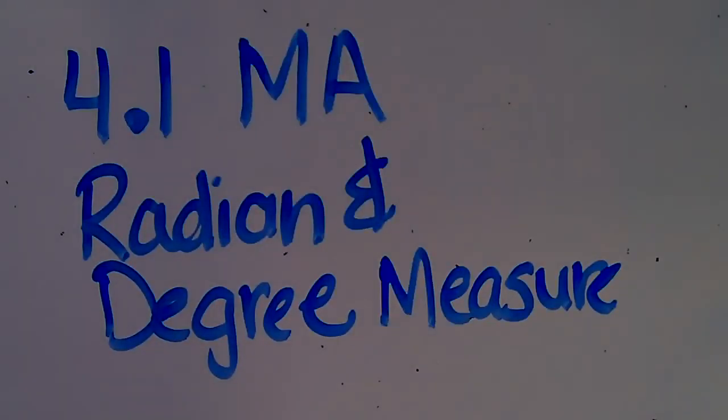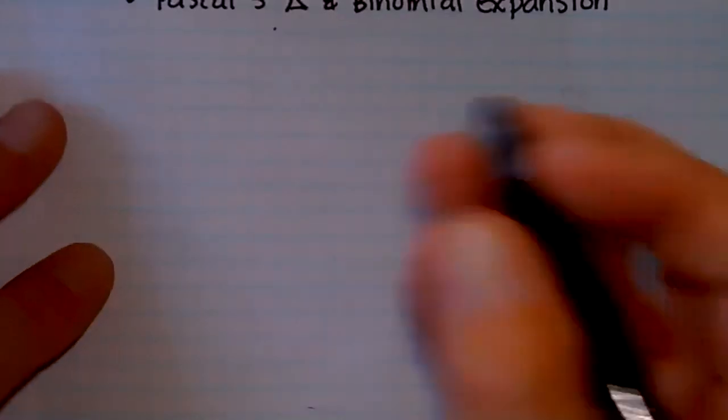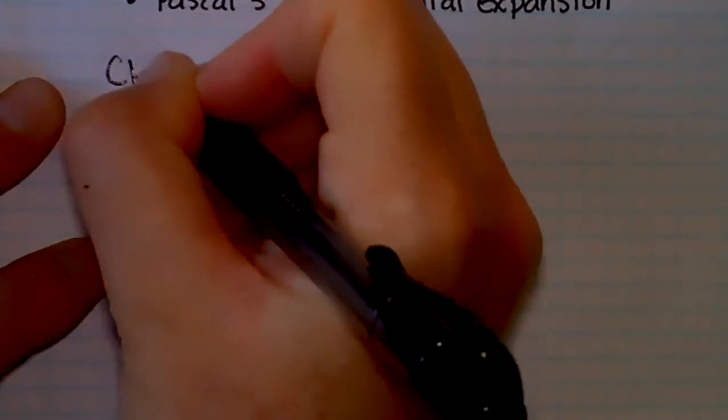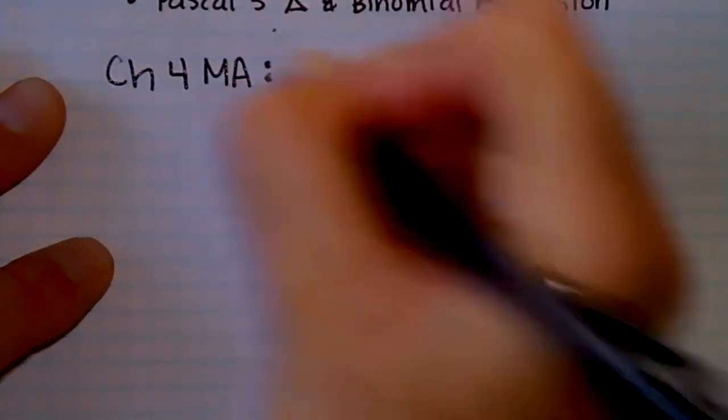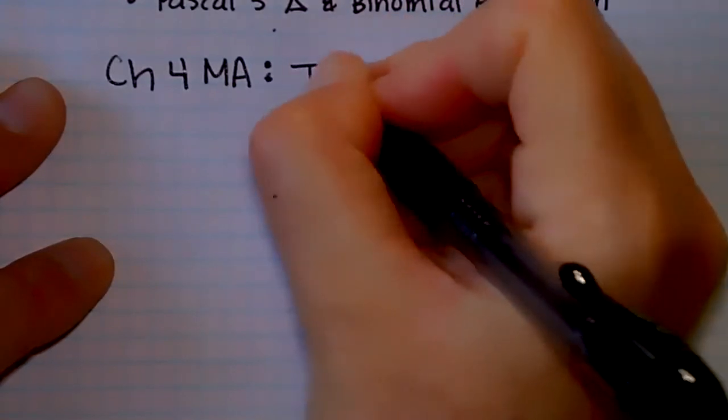Today we're doing notes, 4.1 math analysis on radian and degree measure. So in our table of contents, this is going to be chapter 4, and I'm going to call it MA because this is from our math analysis book, trigonometry.